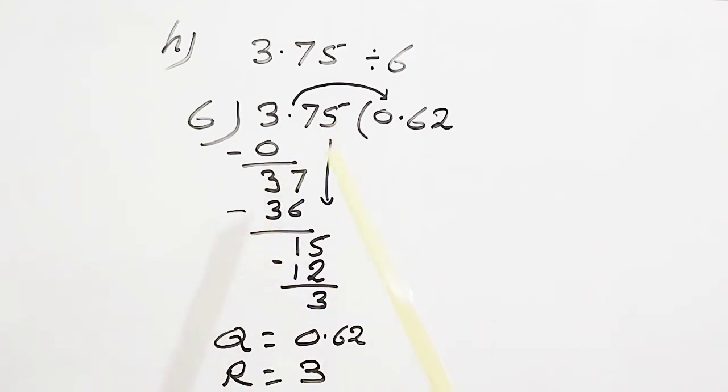Write the next digit 5 down. Now the number becomes 15. 6 taken 2 times gives 12. And the difference of 15 and 12 is 3. So the quotient is 0.62. This is the quotient and this 3 is the remainder.